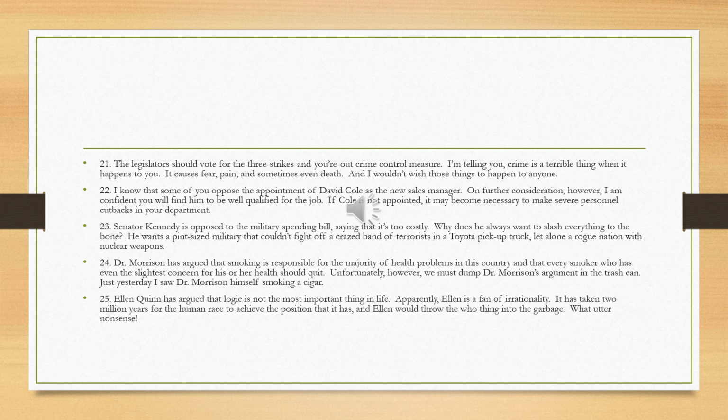Okay, so 25 says Ellen Quinn has argued that logic is not the most important thing in life. Apparently, Ellen is a fan of irrationality. Well, no, she's not. That's a distortion of her view. She's just saying logic isn't the most important thing in life. It doesn't mean it isn't important, and it certainly doesn't mean she's a fan of irrationality. So here we have another example of a straw man argument.